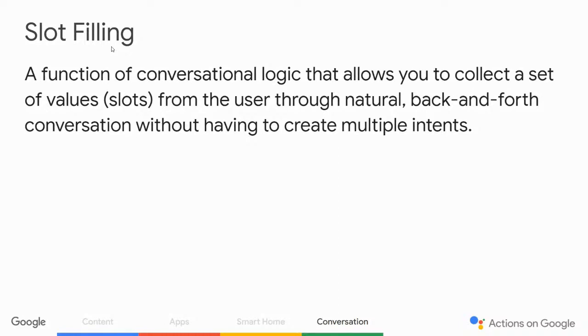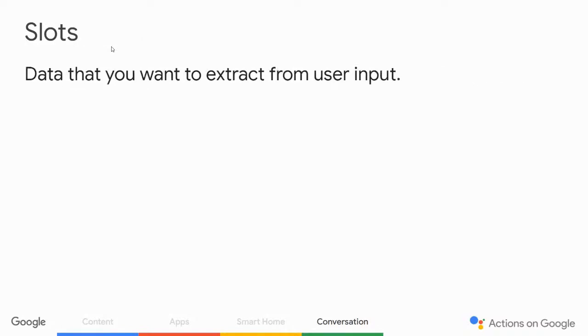And moving on to slot filling. Slot filling is a function of conversation logic that allows you to collect a set of slots. Slots are nothing but data that you extract from the user, through natural back and forth conversation without having to create multiple intents. So let's say you want to capture very simple, key information from the user. In this case, it was dragon, translator, and compass. So you want to capture that key information, and that can be done through slot filling. And what are slots? Slots are data that you want to extract from the user.